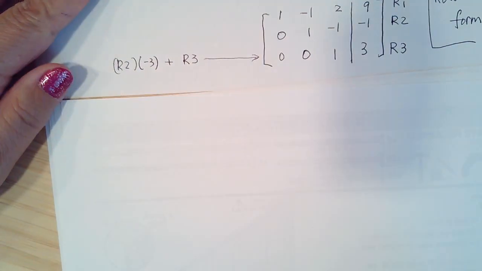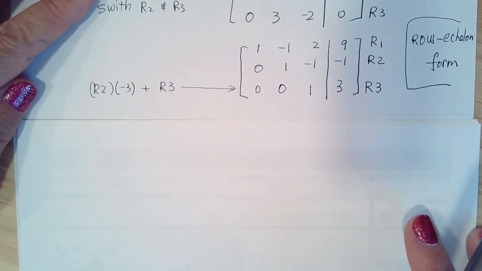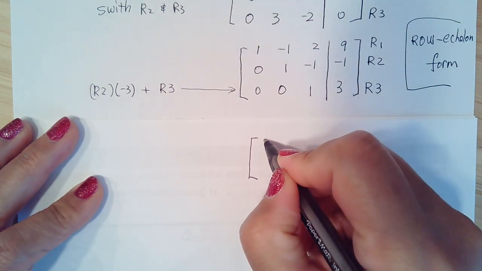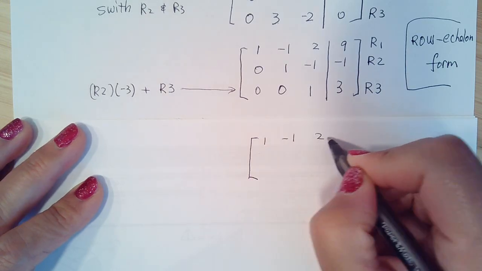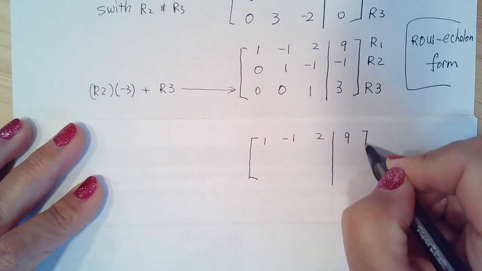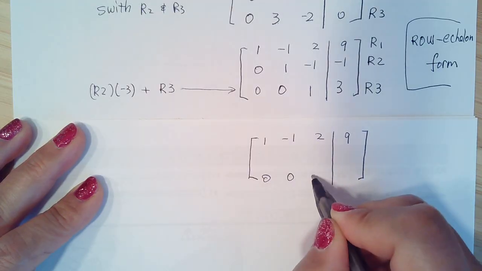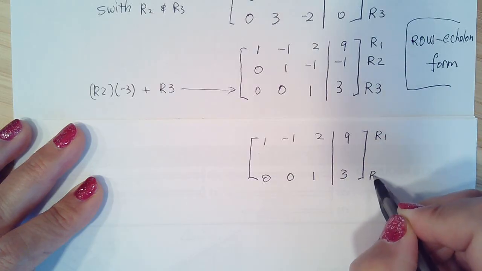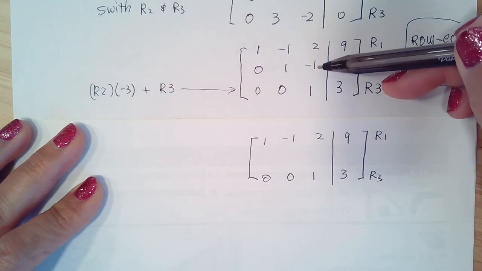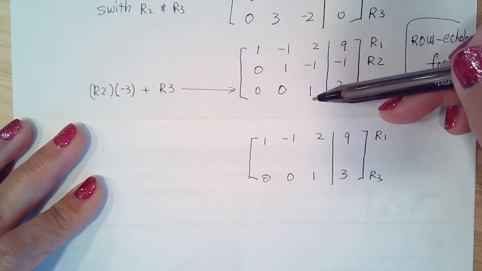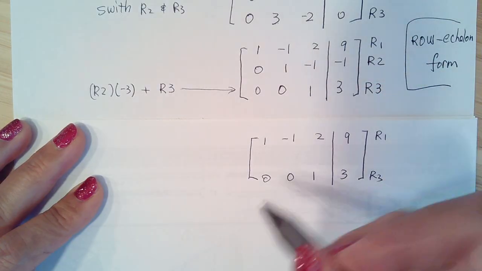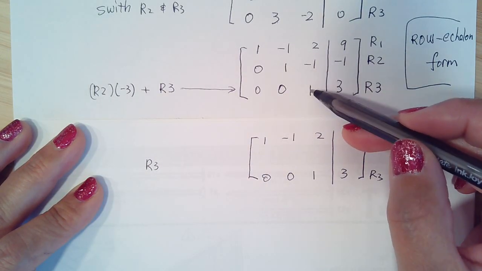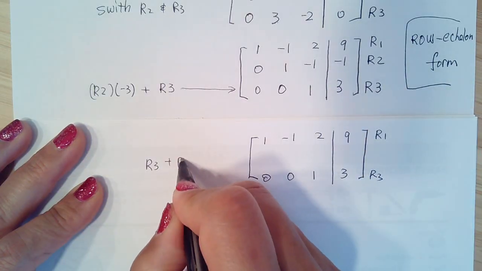Keep going. Almost every single question you will need like 2 pages. I will leave the first row as it is: 1, negative 1, 2, 9. And the last row I don't need to change because I already have a very simple thing here, R3. What I need to do is get rid of this negative 1. See that? So how do you do that? You're going to use R3, add to R2. Your R3, you only need to times 1 because you're not changing that. Then you just add R2 plus R3.